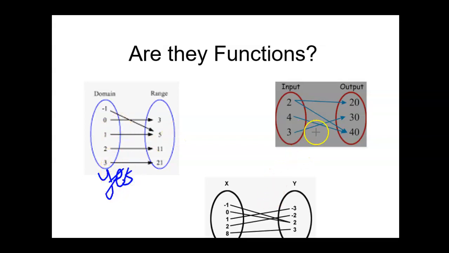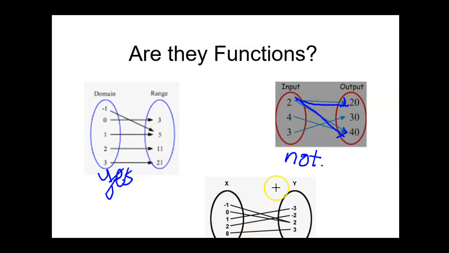Okay, on the second one here, notice here that 2 goes to two different outputs. 2 has an output of 20, but it also has an output of 40. Because of that, this is not a function. Okay, so again, the x values cannot repeat. In other words, I can't have one x value going to two outputs, but it's okay for y to repeat. If -1 and 1 both go to 5, that's okay. This is still a function.